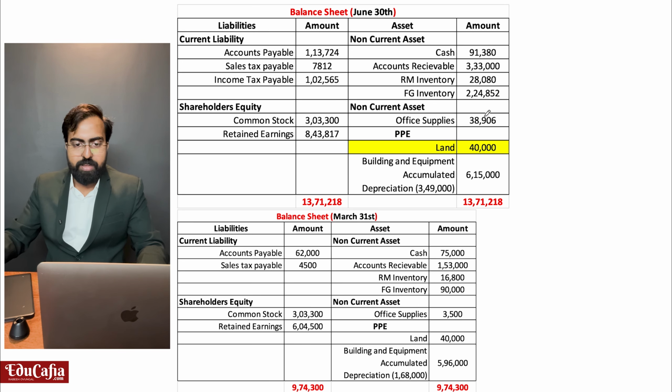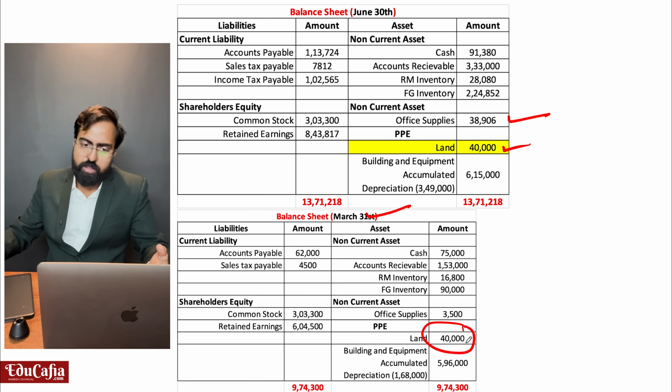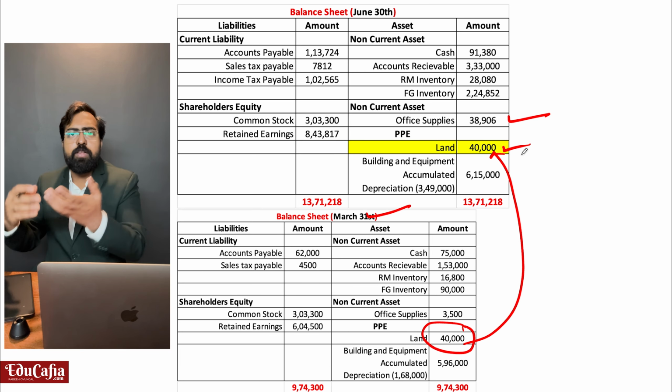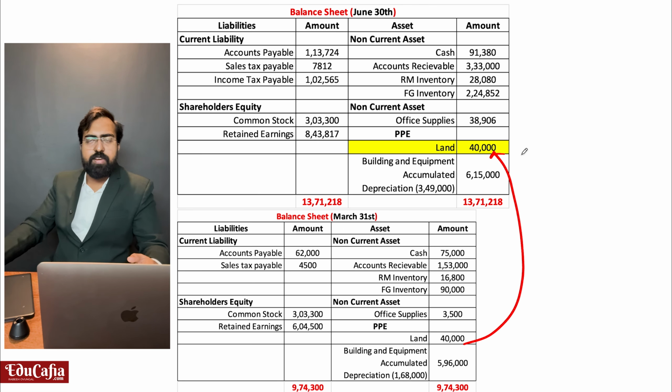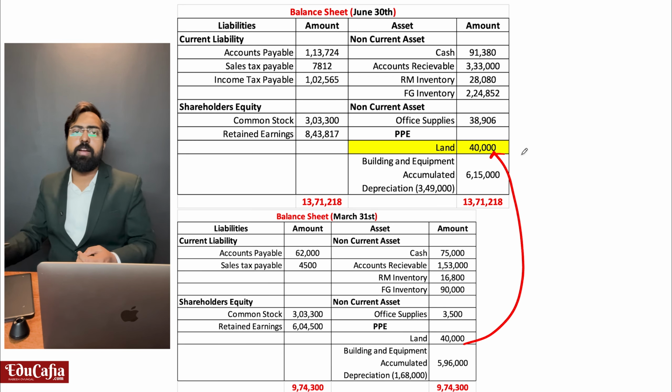Next, office supplies we already discussed. Land. Is there any discussion about land? So what is there in the March month, that is 14,000, that will be there in the June month, because there is no discussion about land. If there is a discussion about land, like land is purchased, that amount also we have to add.